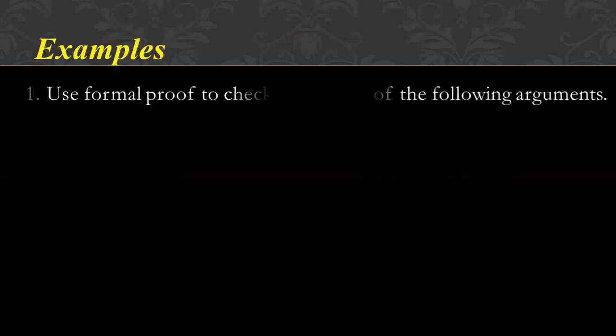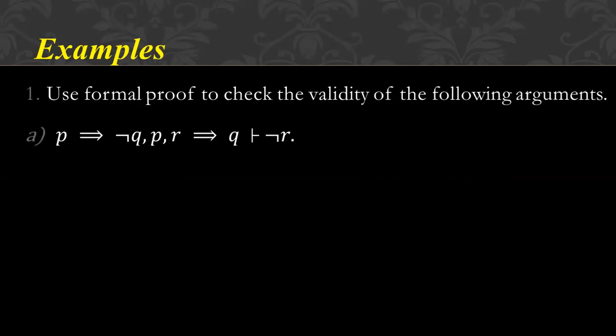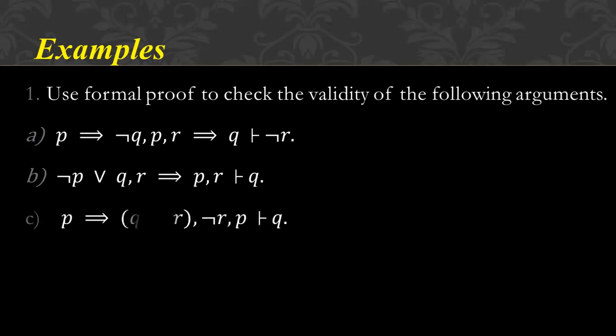If we see examples over this, we have this one that simply uses formal proof just to check the validity of the following arguments. The given arguments as an example here: the first one is P implies negation of Q, the first premise; P, the second one; R implies Q; and the conclusion is negation of R. The second example is negation of P or Q; R implies P; R; therefore Q. Next, P implies Q or R; negation of R; P; therefore Q.